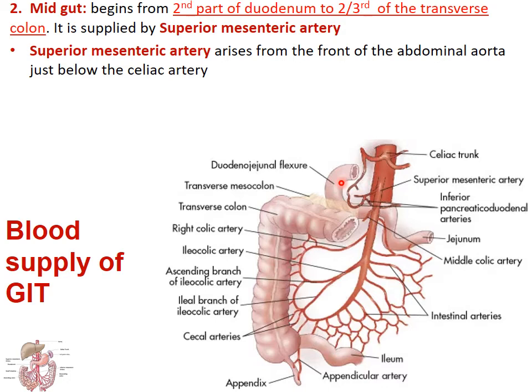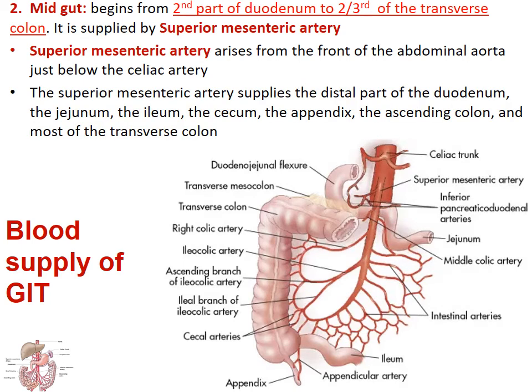So the lower half of the second part of the duodenum, the third part, and the fourth part of the duodenum are also supplied by the superior mesenteric artery, right? That's why it is showing some part of the duodenum here. So third part, fourth part, and the jejunum and ileum. These are all the structures that will be supplied by the superior mesenteric artery.